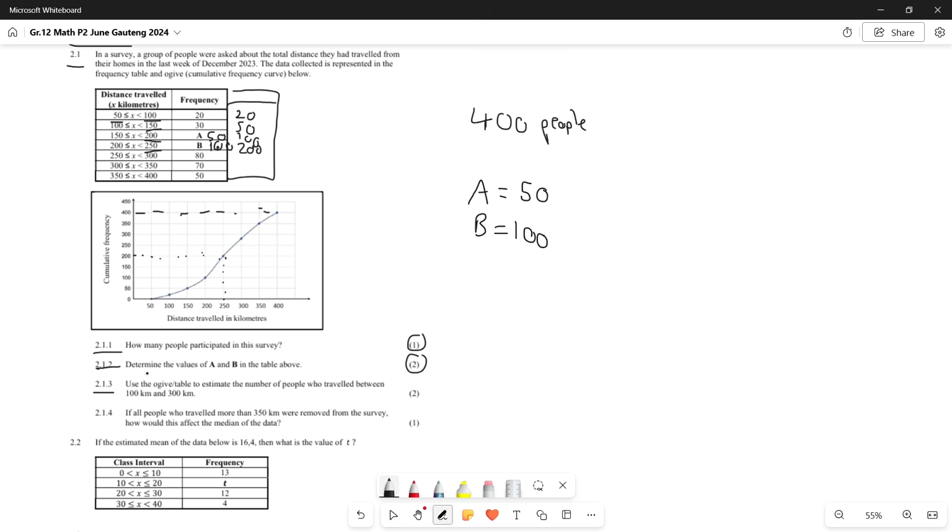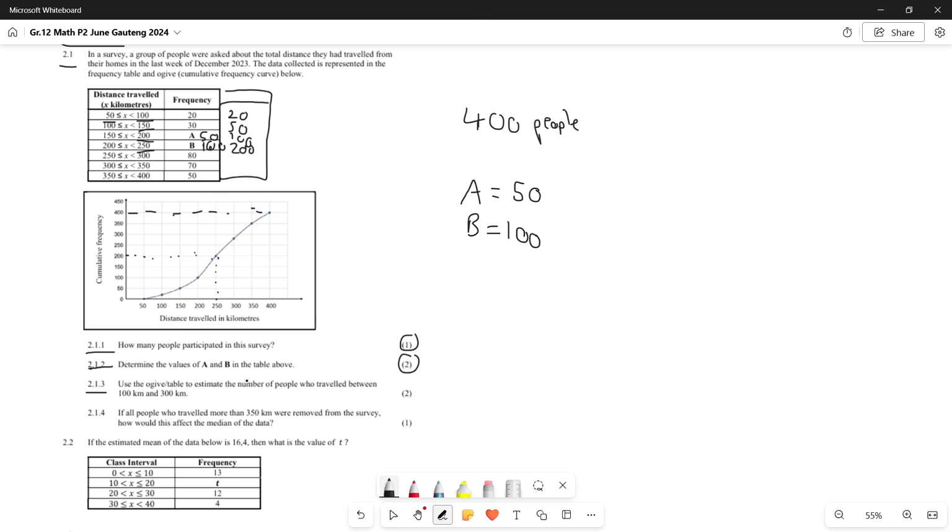Which means 2.1.3 over here says use the Ogive table to estimate the number of people who traveled between 100 kilometers and 300 kilometers. So what we can do if we're going to work from the table, at 100 we had 20 people, and at 300 we had 280 people as we established over here. So what we're trying to do is figure out how many people traveled between this range. All we need to do is subtract 20 from 280 and we'll have our answer.